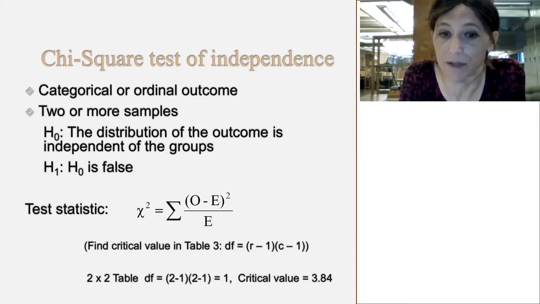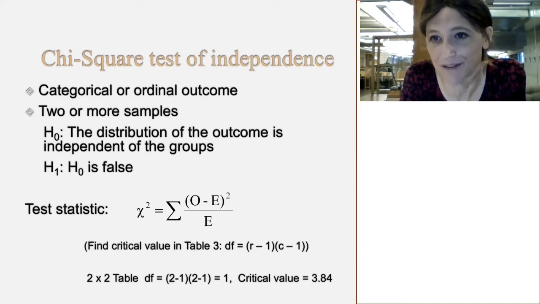So how many values do we have? How many rows do we have in our data? If we had 3 groups, 3 categories, that would be 3 rows. And how many columns do we have? For a disease outcome, yes, no, that would be 2, okay? So the rows minus 1 times the columns minus 1 will give us our degrees of freedom.